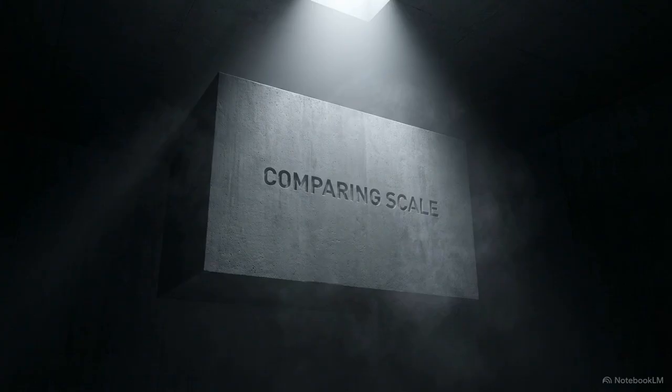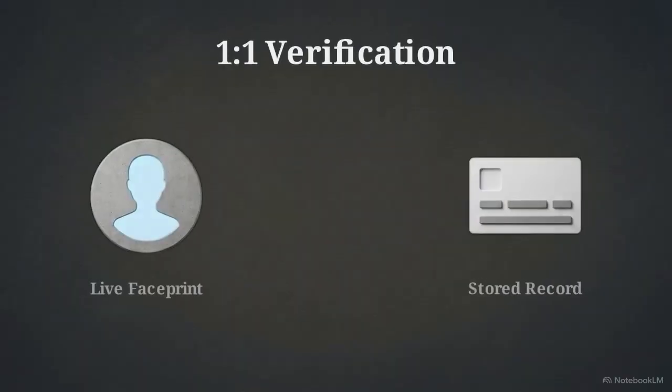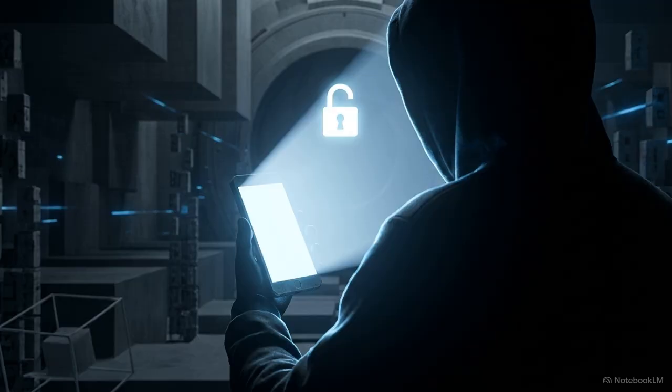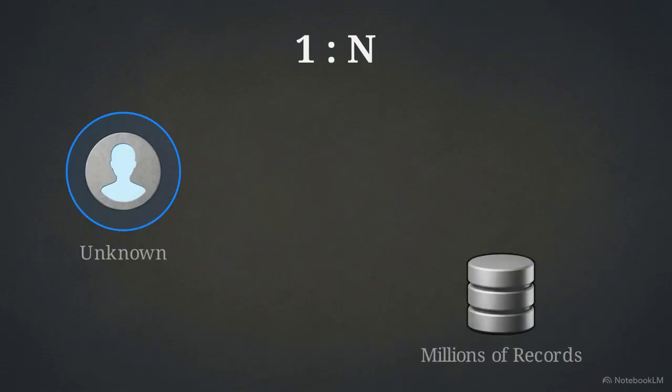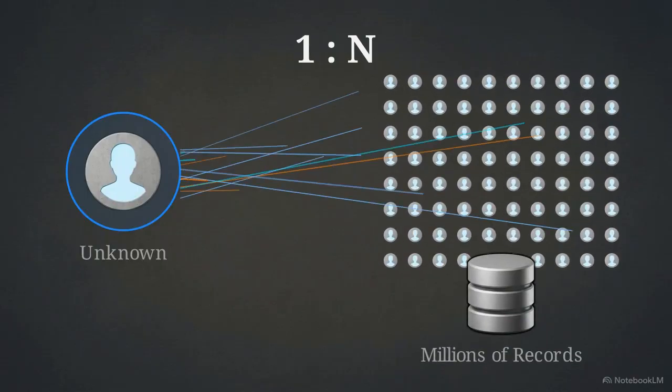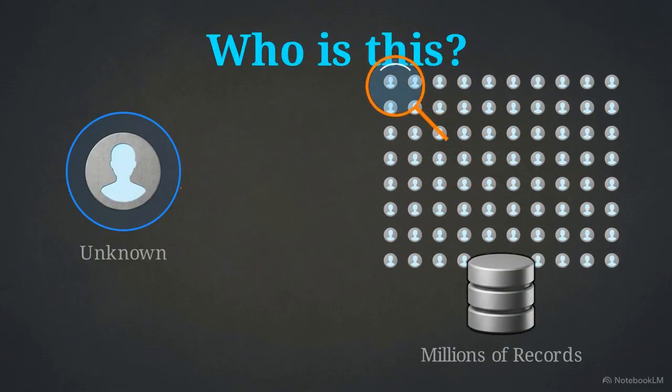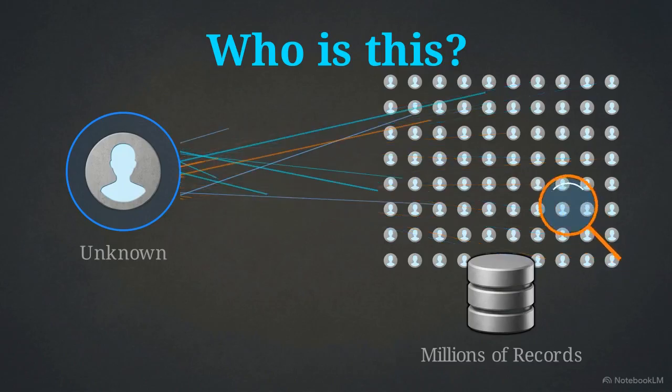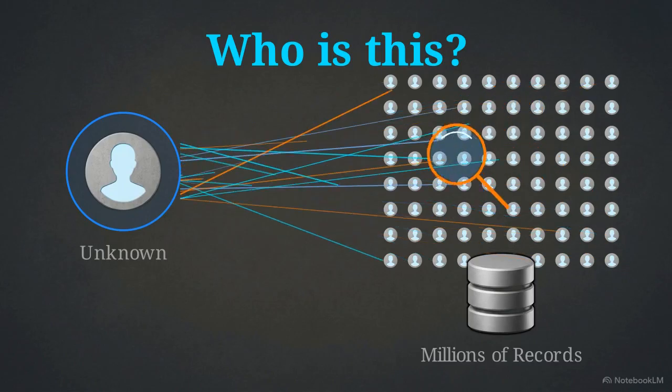Section 3.3. One-to-one verification versus one-to-many identification. Verification is a one-to-one process. The system checks a single face against one claimed identity to answer a yes or no question. This is what happens when you use your face to unlock your own phone. Identification is a one-to-many process. It searches one face against a massive database of thousands or millions of stored faces to ask, who is this?